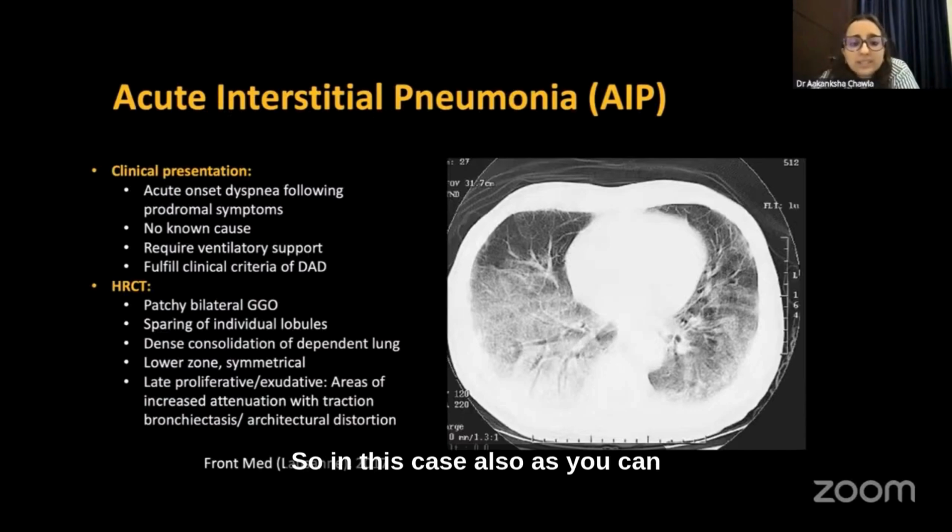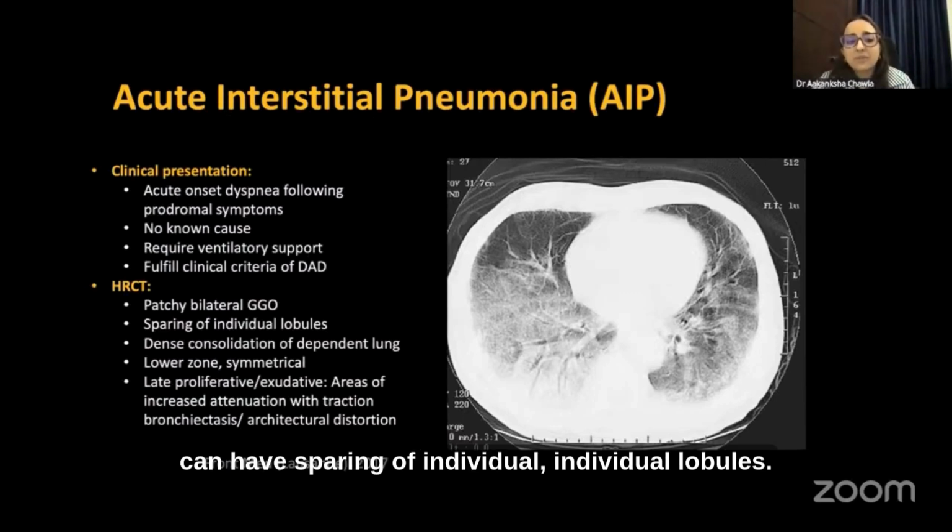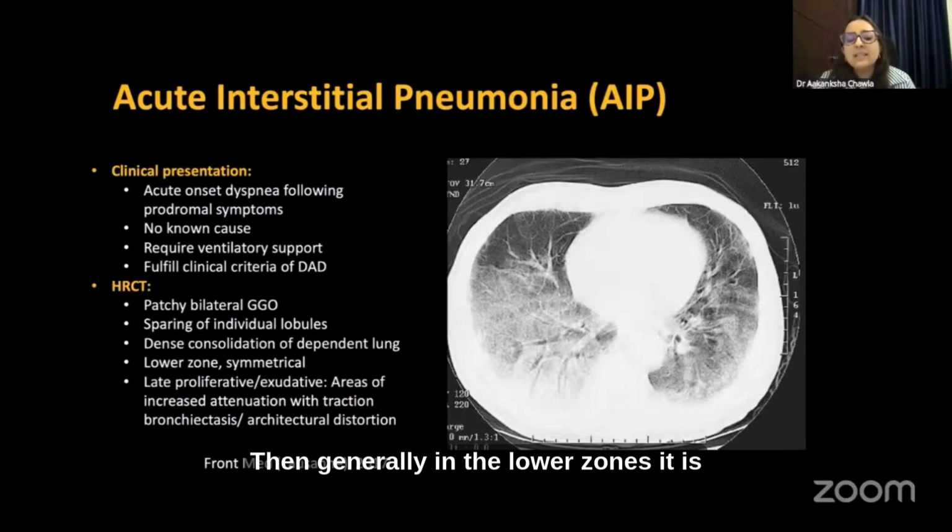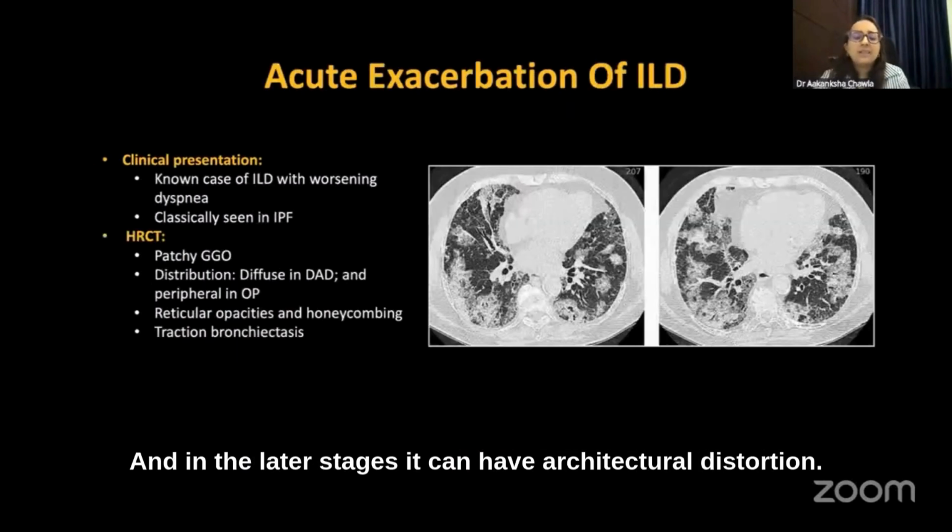In this case also, as you can see, there are bilateral ground glass opacities. Acute interstitial pneumonia can have sparing of individual lobules. Generally it is in the lower zones and symmetrical. And in the later stages, it can have architectural distortion.